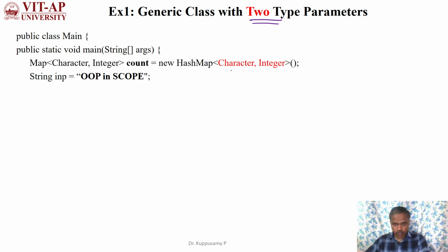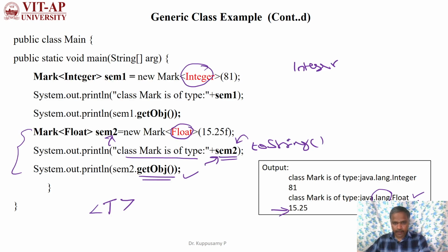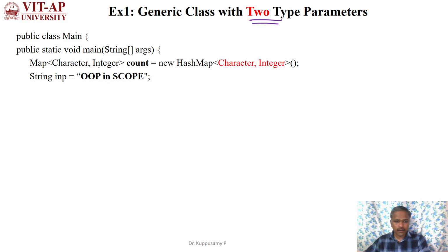Initially we have seen only a single type variable. Here we are defining two type parameters. For the HashMap, the variable name is count. I am passing a string, "whoop in scope", then I am receiving the data in the variable inp. Then I am taking this string and converting it to characters by using toCharArray.